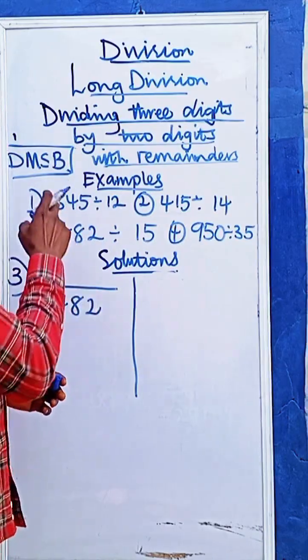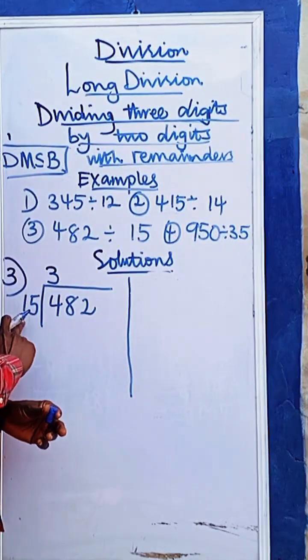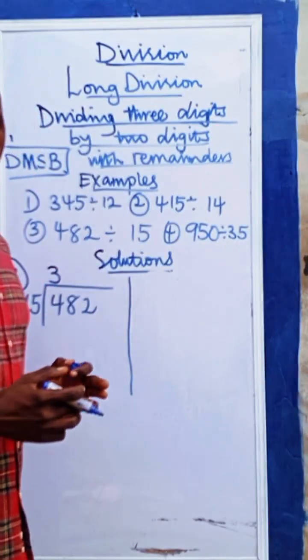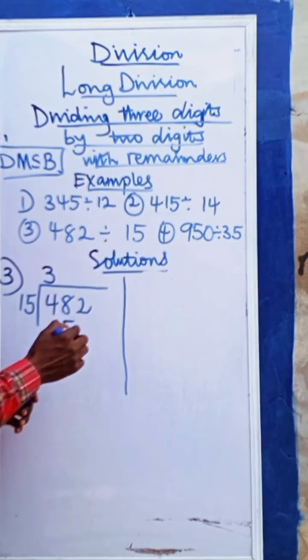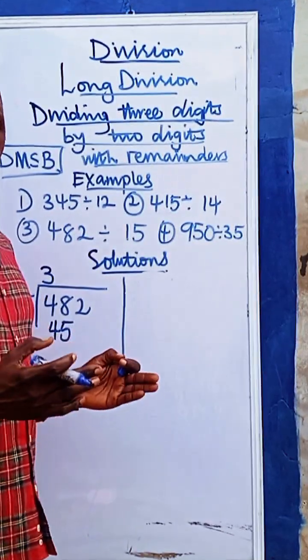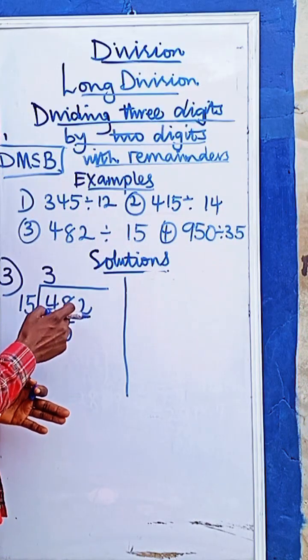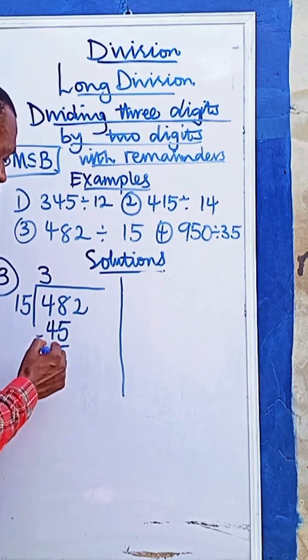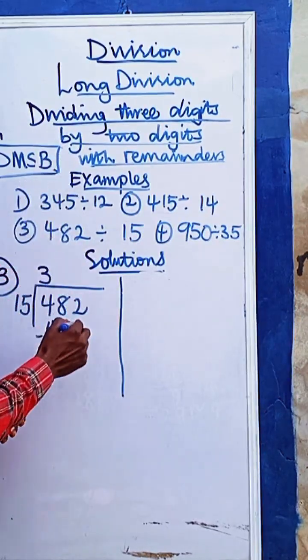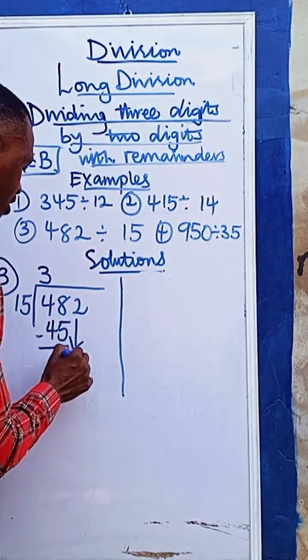Then I move to the next step, which is multiplication. That is the divisor to multiply the quotient, which we have got here. Now 15 times 3 will give us 45. And the next step is what? Subtraction. Then we say 48 take away 45. Then our answer will be what? Our answer will be 3. Then the next step is to bring down because there's a number to be brought down, and that is 2.